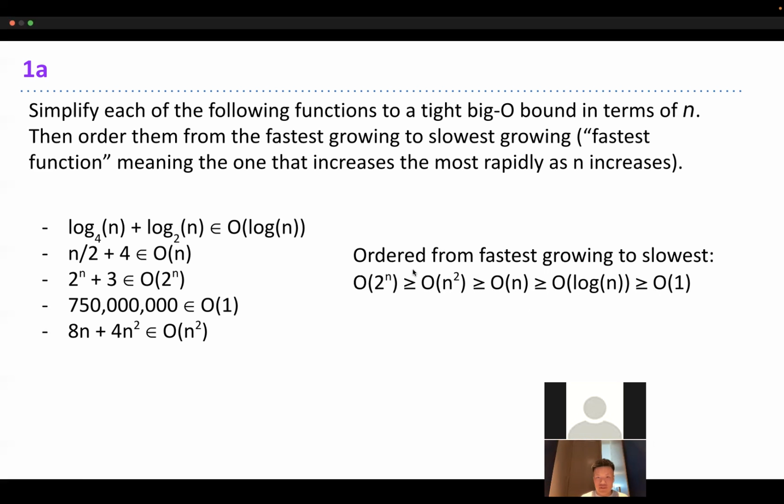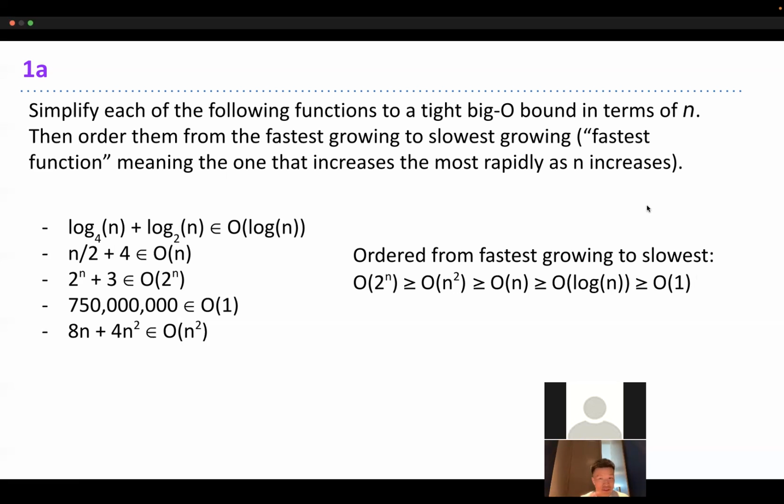You can think of this in math terms. O of 2 to the n, that graph is super steep. n squared is like a parabola, pretty steep still, but not as steep as 2 to the n. O of n is just linear. Log of n is more like a curve. And then O of 1 is just a flat line, so it doesn't increase as your input increases.